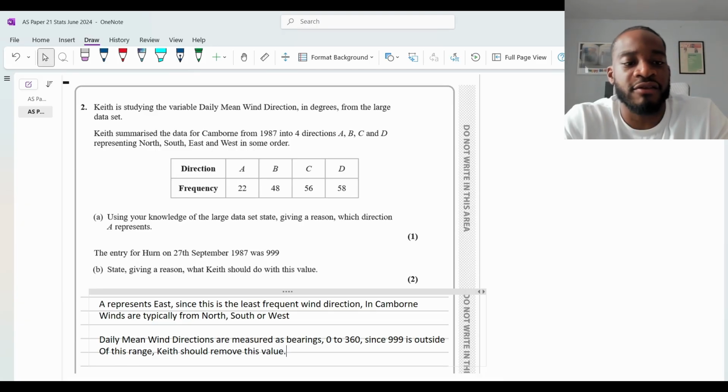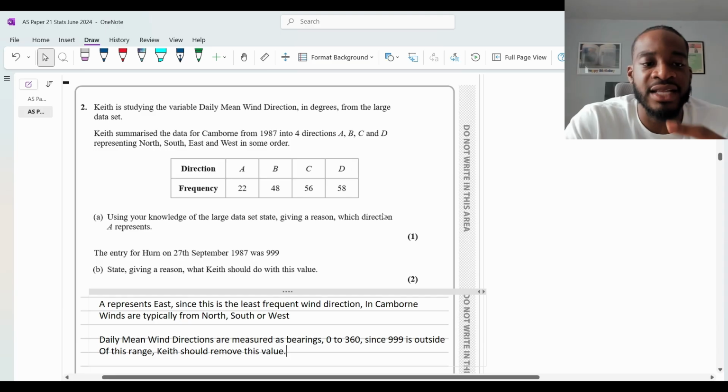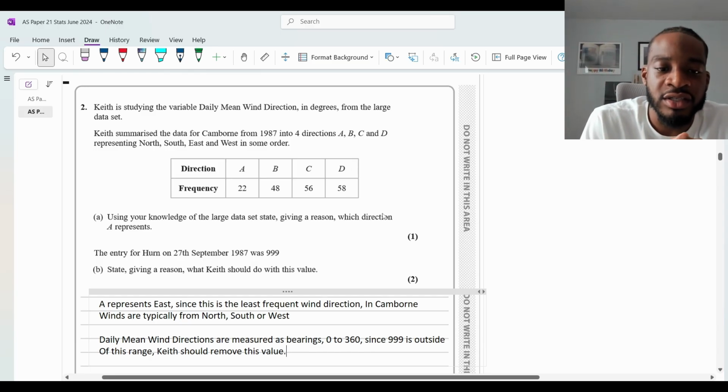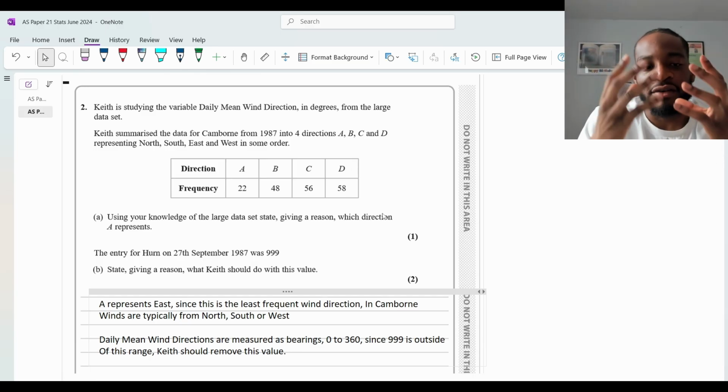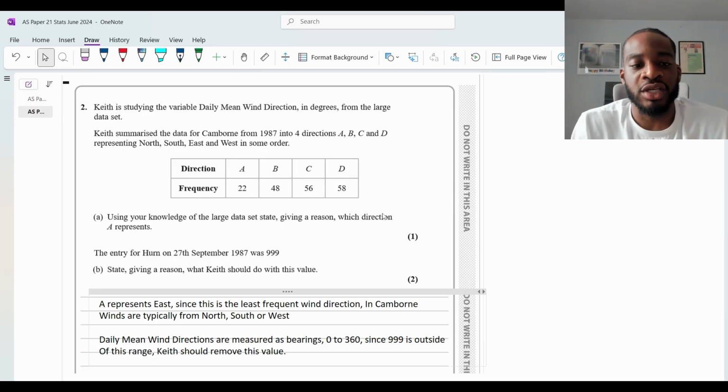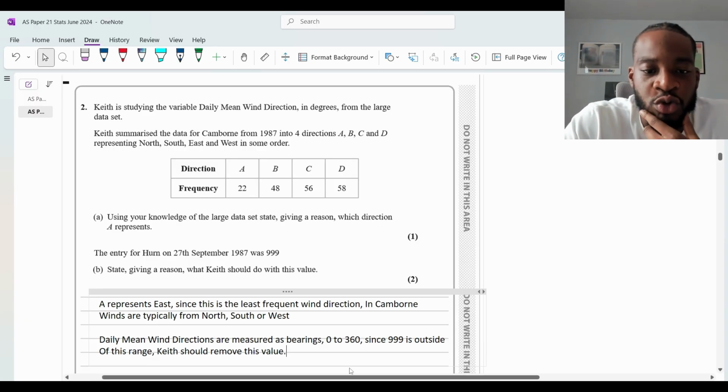Right, so it's 2 marks. You get the first mark for correctly identifying the type of measurement the bearings are, and the second mark is for, well, based on that, what should Keith do? Should remove it. And again, I'll just show you the document.